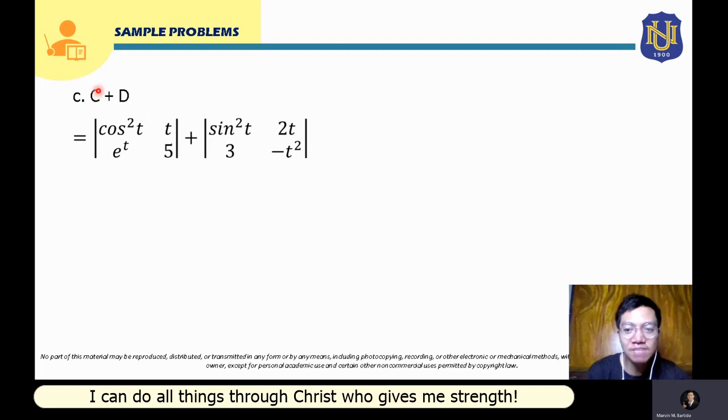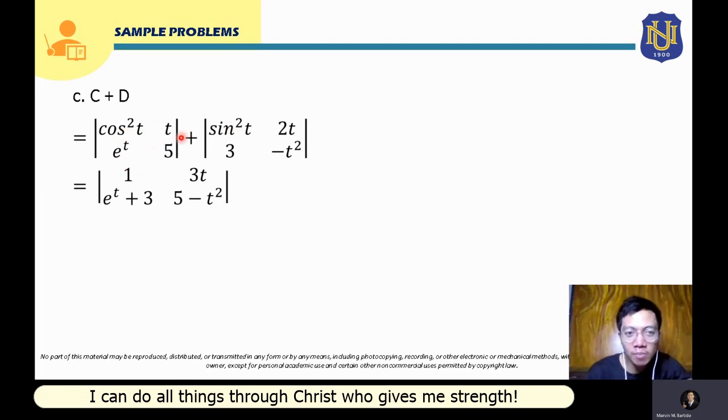Now, for letter C, this is C plus D. So, this is matrix C and this is matrix D. Since these two matrices have the same size, they are both 2 by 2 matrices, we can add these two matrices. So, this is how we add these two matrices. This will be cosine squared t plus sine squared t. Cosine squared t plus sine squared t is actually the Pythagorean identity, and you know that that is equal to 1. So cosine squared t plus sine squared t will be 1.